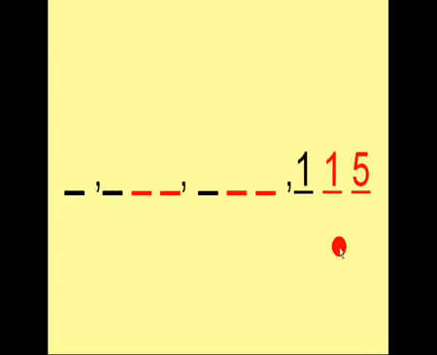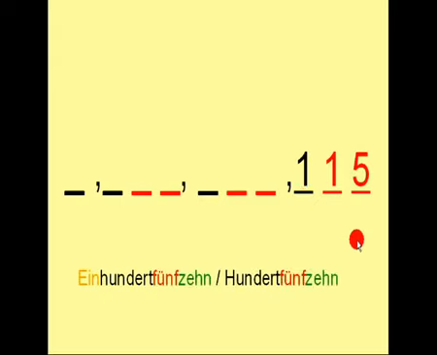Now we have 115. So we start mentioning this number first, then this number, and then this number. So do you remember the names of the numbers? It starts with the left one, 100 or simply hundert, and then fünfzehn. 5 and 10. Like in English, 15.